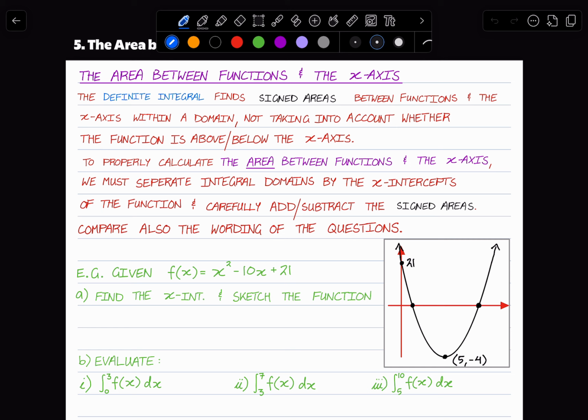Hello class, this is a video tutorial on the area between functions and the x-axis.